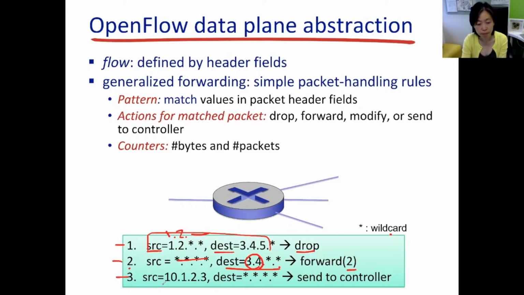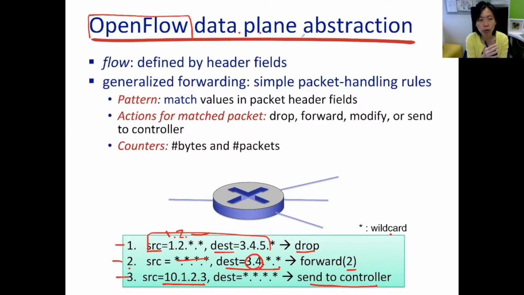Third entry, 10.1.2.3: as long as the source IP address is exactly this, we send the packet back to the remote controller. So with 3 examples, you get a rough feeling. Now, let me come back here. I have not yet explained what OpenFlow means. This is the data plane abstraction for SDN routers. What does OpenFlow mean?